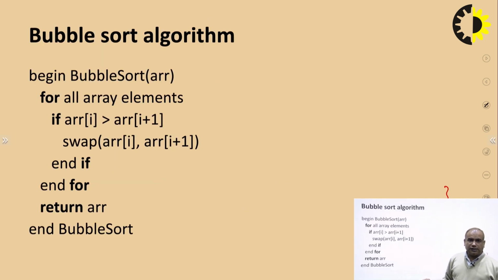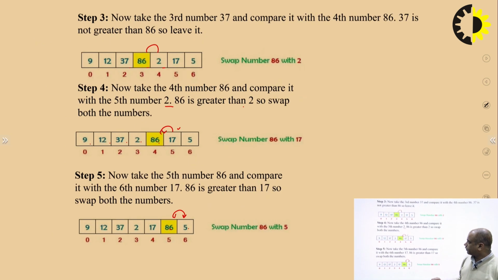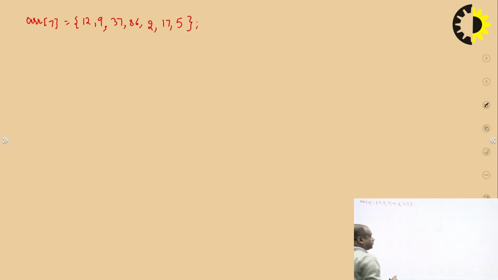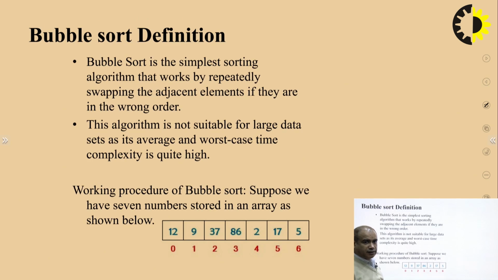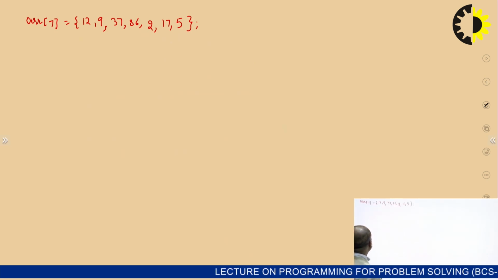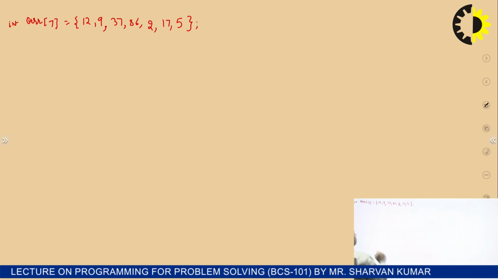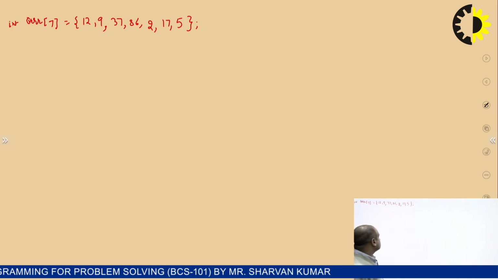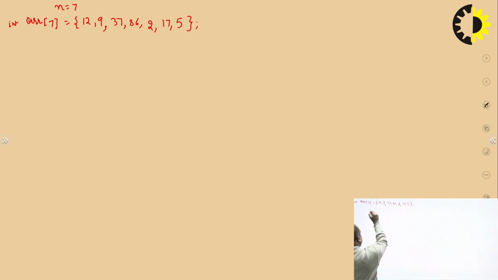So let us see in a blank slide how we are going to do it. Again, suppose as in example, this was my array: 12, 9, 37, 86, 2, 17 and 5. I created that array. That array is of integer type with 7 elements. So the number of elements is 7.